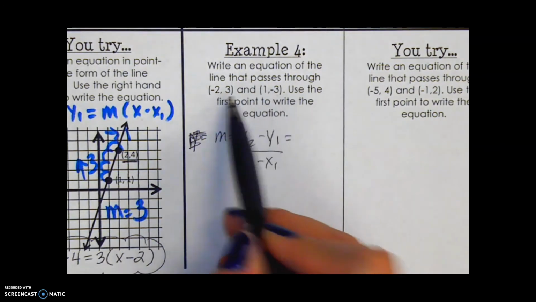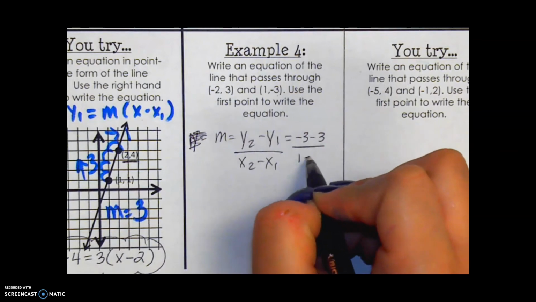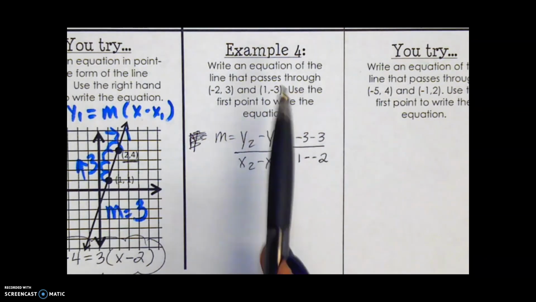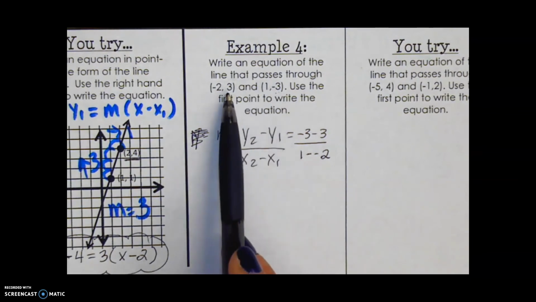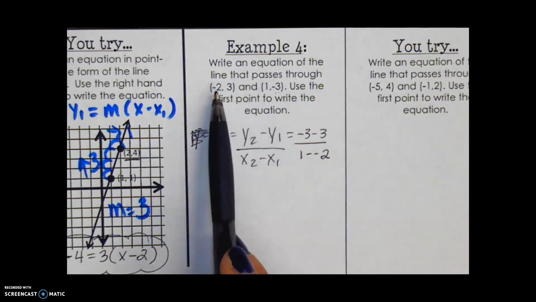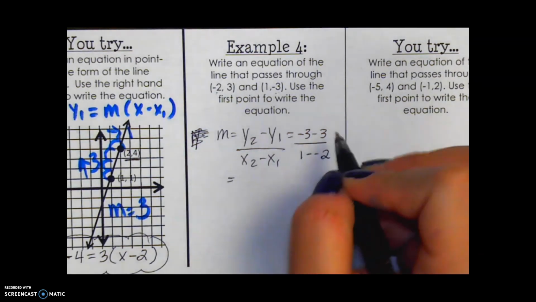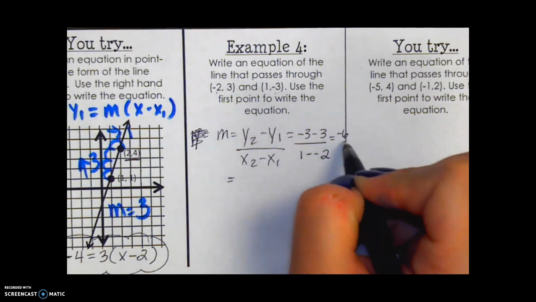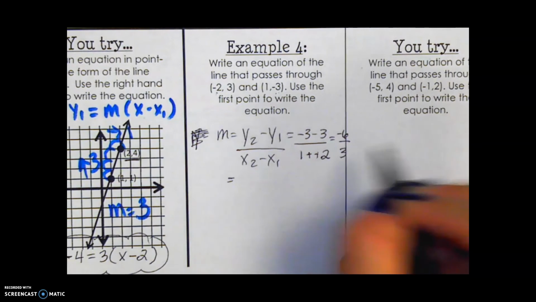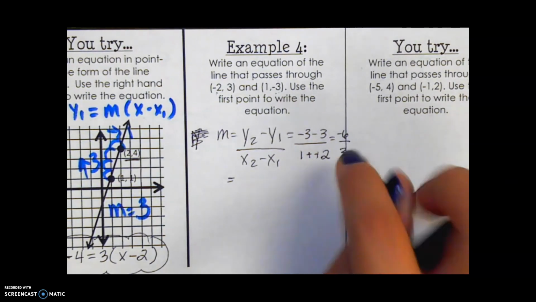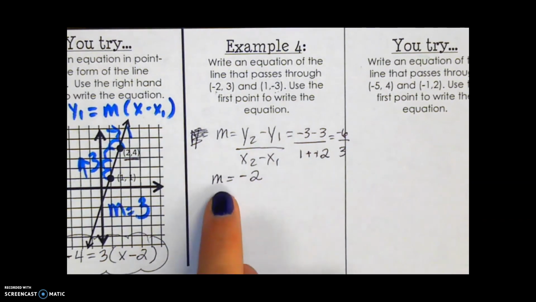Negative 3 minus 3 over 1 minus negative 2. Where am I getting those? Right here. Negative 3 minus 3, 1 minus negative 2. When I simplify that, I get negative 6 over, this turns into a plus 3. Negative 6 divided by 3 is just negative 2. All right, so I have my slope.